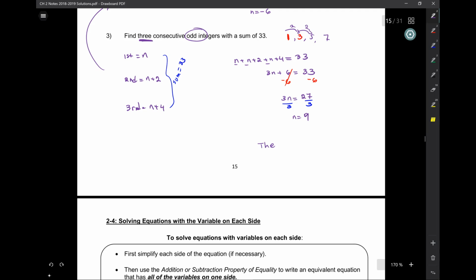So the 3 odd integers are 9, 11, 13. And now your final step should be to see if your answer makes sense. I have 3 little boys, and when they are working on their math problems, I say, okay, does your answer make sense? So I'm looking for 3 odd integers. Did I get 3 odd integers here? Yes, I did. Okay, so my answer does make sense.